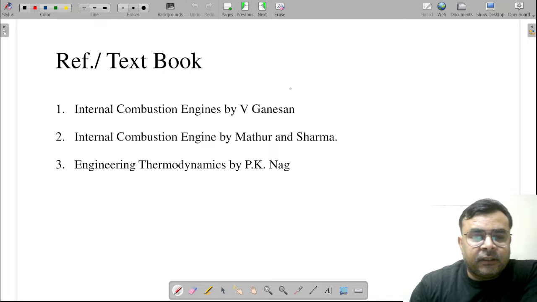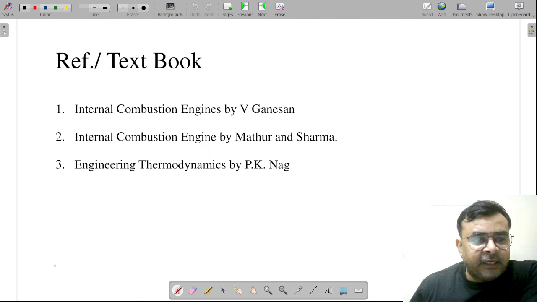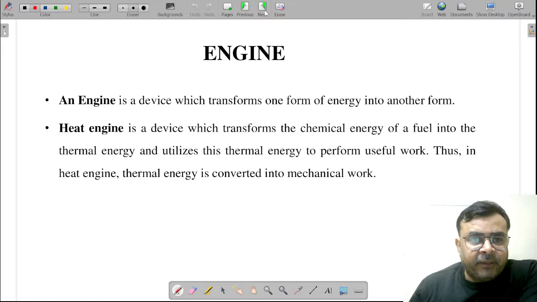First you can see the reference book. Here you can see the reference book, that is Internal Combustion Engine by V Ganeshan, and mostly I have followed this book. Also Internal Combustion Engine by Mathur and Sharma, and Engineering Thermodynamics by PK Nag. So these three are the reference and textbooks for this particular course. Mostly I followed Internal Combustion Engine by V Ganeshan.